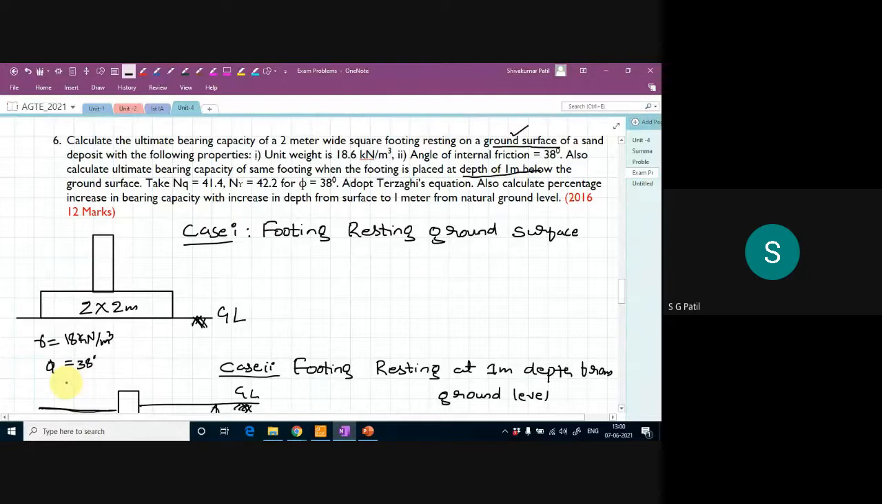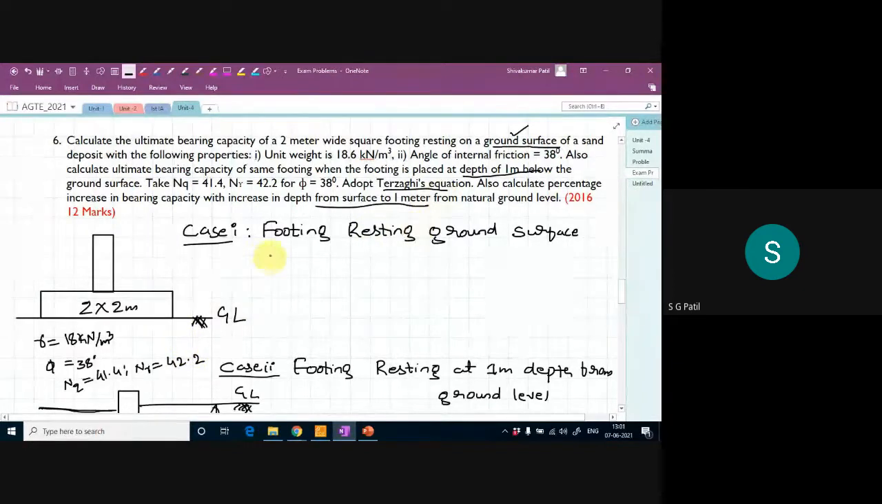They have given only the NQ value, 41.4, and N gamma also, 42.2. They are asking to adopt Terzaghi's equation, and also calculate the percentage increase in bearing capacity with the increase in depth from surface to 1 meter. So they are asking how much the bearing capacity has increased if you place the foundation at the ground level versus 1 meter below the ground.